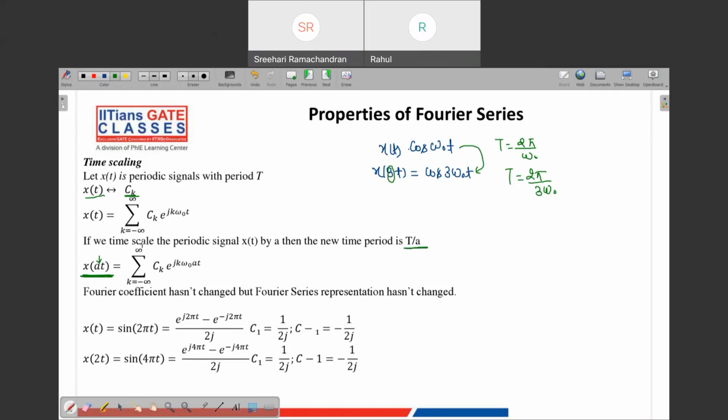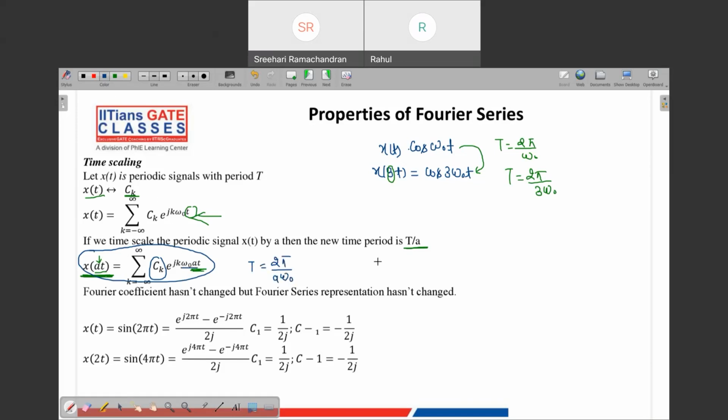Now for this new signal, the Fourier series will be given as summation k equal to minus infinity to infinity of c of k e to the power j k omega naught a t. What I have done is taken this equation and replaced t with at. So on the right side also this t will become a t. Now if you compare this equation with the typical Fourier series formula, you will see that the Fourier coefficient is not going to change. Only the time period is changing. The new time period will be equal to 2 pi by a into omega naught.